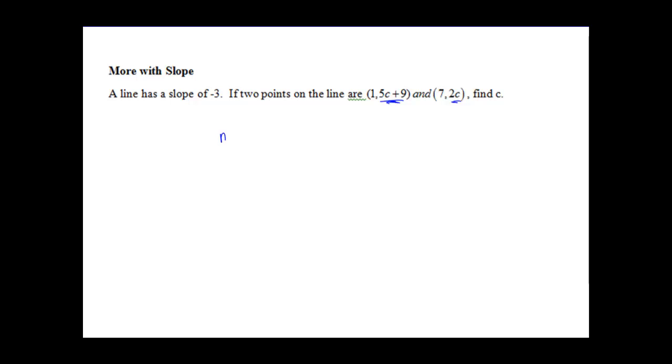We know the equation m equals y2 minus y1 over x2 minus x1. We can just plug and chug. We know m is negative 3. Let's go back to our points. Let's call this x1, y1, x2, y2. So we're going to fill in the points, values. So we're going to say 2c minus (5c plus 9) over 7 minus 1.